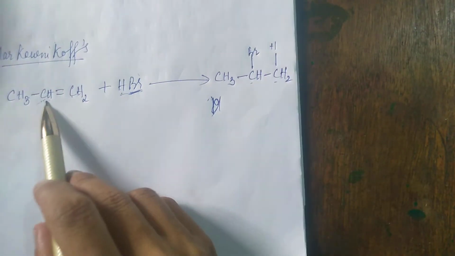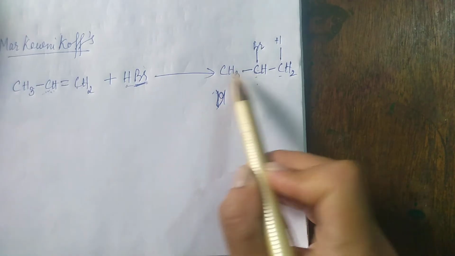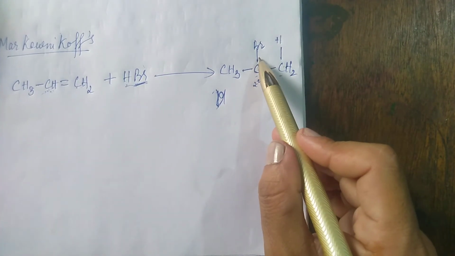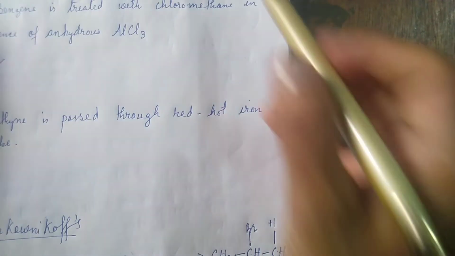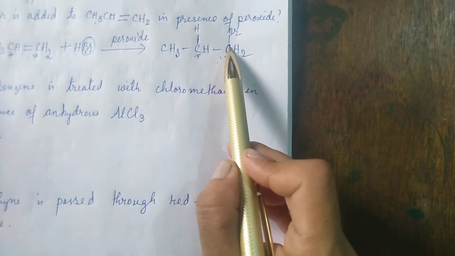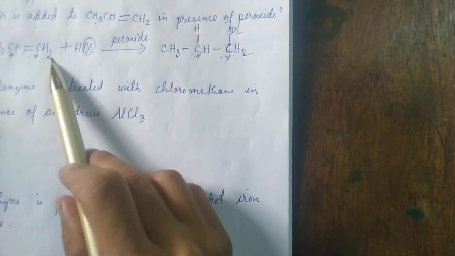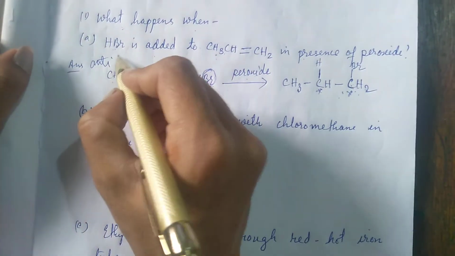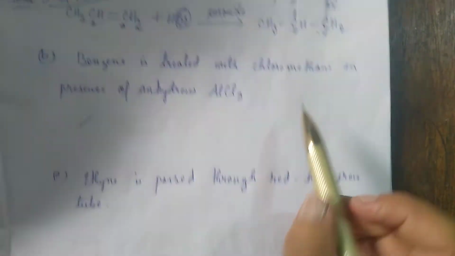Or you can make it easier. In Markovnikov's, we always prefer the secondary halide. This is your carbon connected to two other carbons, so this is your secondary carbon. In the case of anti, the negative part will go to the carbon atom containing more number of hydrogen. This is your anti-Markovnikov's. Okay, done.